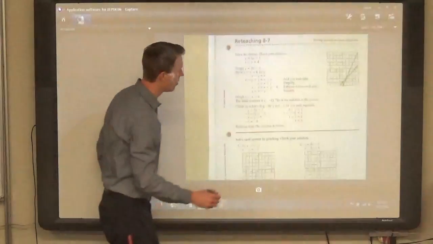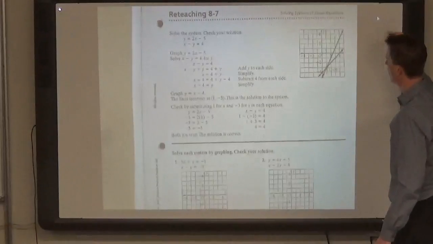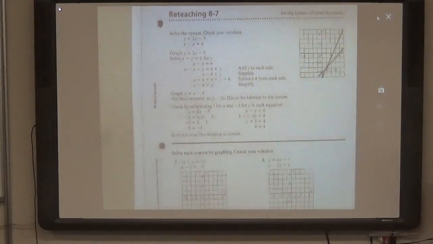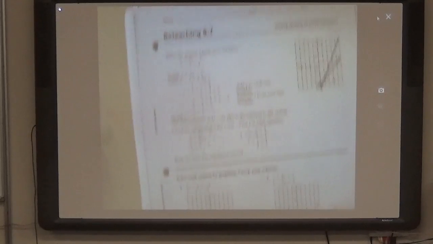Take a look at your worksheet, and then go to your other notes on solving a system of equations by graphing. It says what you have to do is solve each equation by graphing and then check your solution. So we're going to have to graph both equations. Look at this example.